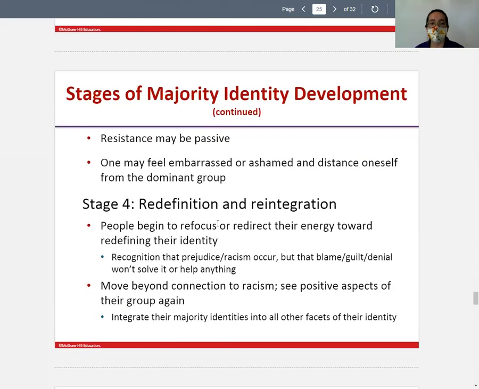And then stage 4, this redefinition and reintegration. Once again, more of the ideal stage. So you're refocusing energy on redefining who you are, or whatever your dominant trait is, in more positive terms, and being able to re-say, okay, there are good things about my group. I don't have to be ashamed of being a member of whatever this dominant group is. I don't have to feel ashamed of being white, or of being Catholic, or of being a man, or whatever the dominant trait is in whatever area.